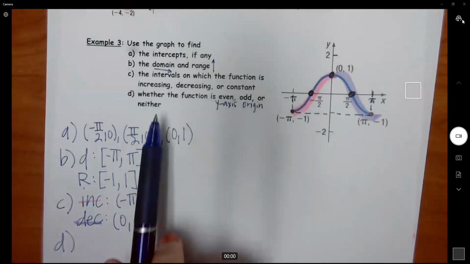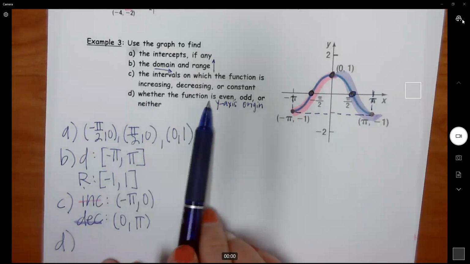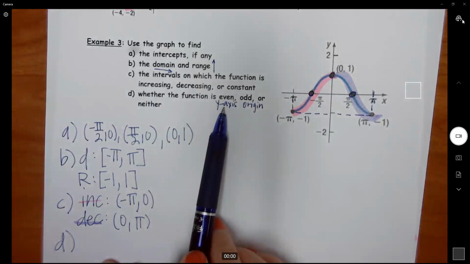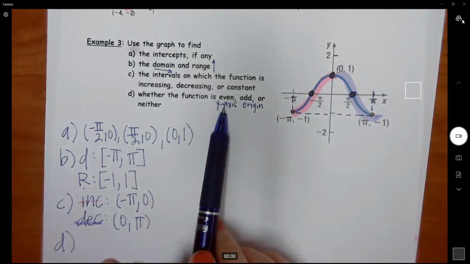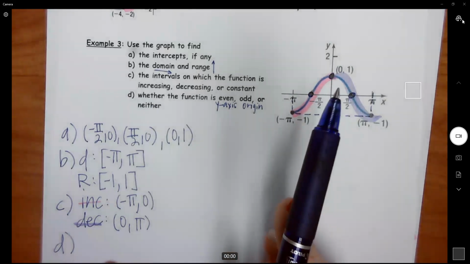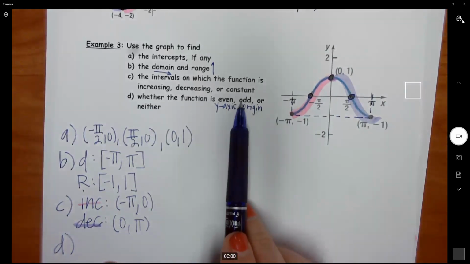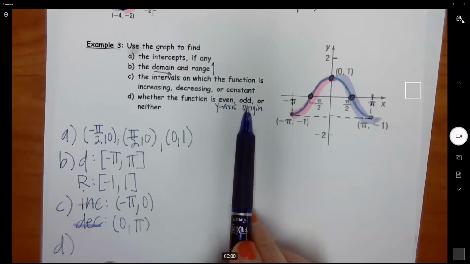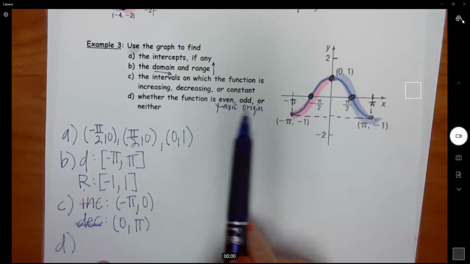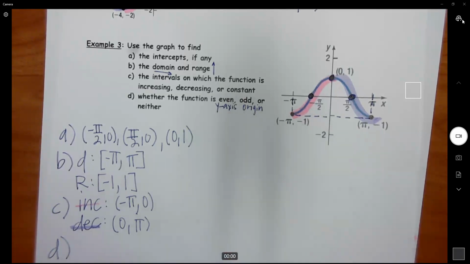And then D, is this function even, odd, or neither? If it is even, it's got y-axis symmetry. If it is odd, it's got origin symmetry, and then neither if it's got neither of those two. You can just always remember, odd and origin both start with O's. That's how those get grouped together. So odd, origin, and then even, y-axis.